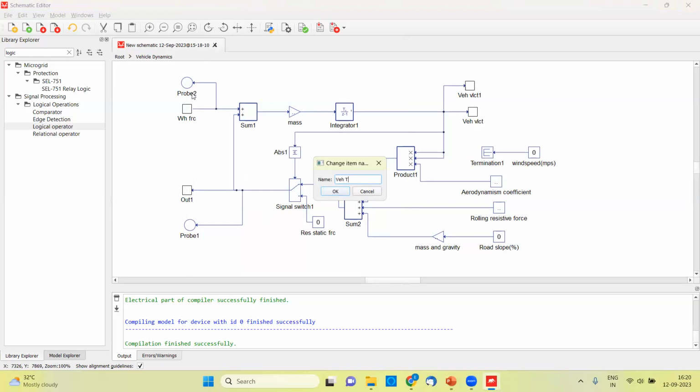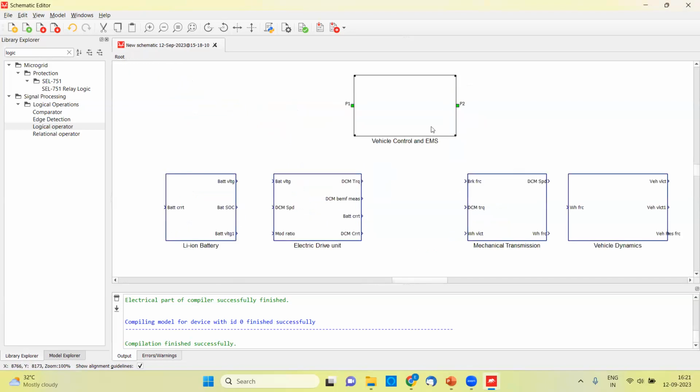So vehicle tractive force. Then we have this output. Basically, this is vehicle resistive force. And since we are viewing the resistive force also, vehicle resistive force estimated. So this is the part which we have left. I think we have named the rest of the signals correctly. Yeah, so now this is fine.